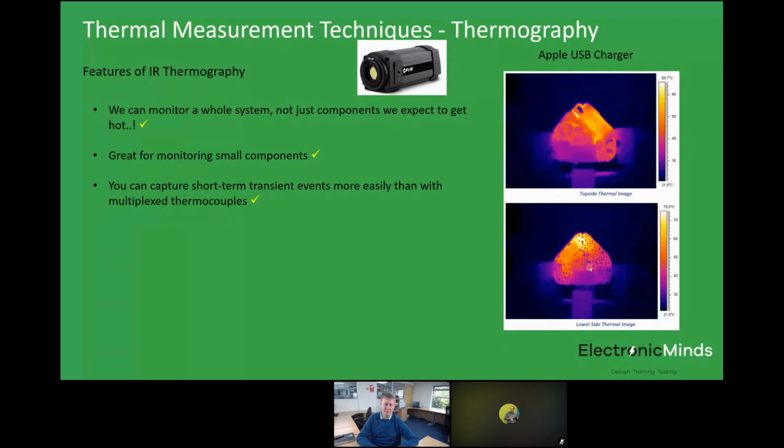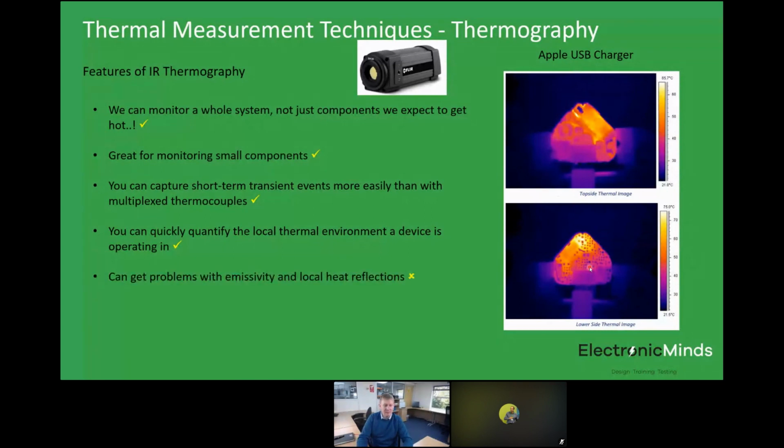You can also capture short-term transient events probably more easily than if you've got multiplexed thermocouples, where your data acquisition system is switching between those channels, and it can only do that so quickly. With a thermal camera, it depends on the resolution it's got, but you can simultaneously measure many points very, very quickly, and therefore monitor transient thermal events very, very easily. So it's great for that sort of short-term transient event capture. You can also quickly quantify the local environment the device is operating in, which again is another way to think about and monitor what the real ambient condition is here.